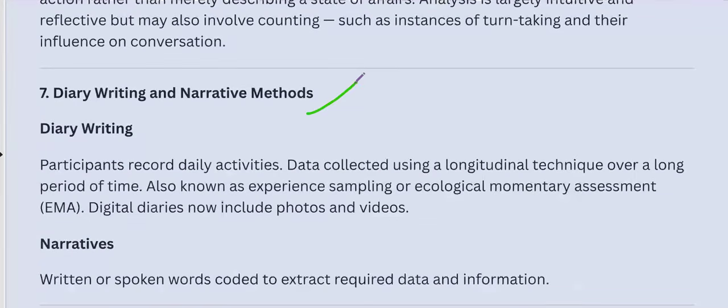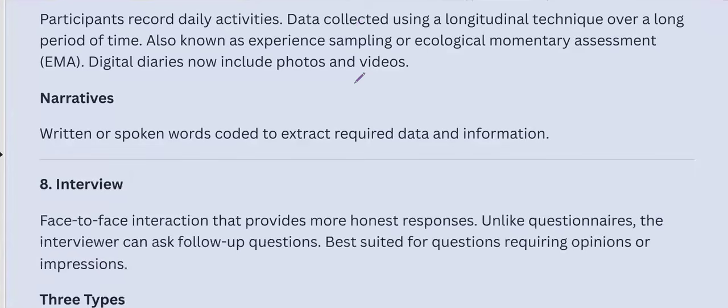Then we have diary writing and narrative methods. So participants are recording daily activities, what I observed, what I saw, and data is collected using a longitudinal technique over a long period of time. You are collecting data on different days. You may write in a diary weekly or daily your observations. Now we are making digital diaries, so it also includes photos, videos, narratives. So written or spoken words are coded to extract required data and information. So narratives are, okay, you are writing about caste, or it can be a spoken word. It can be that as well. In the age of social media, we can have videos as well.